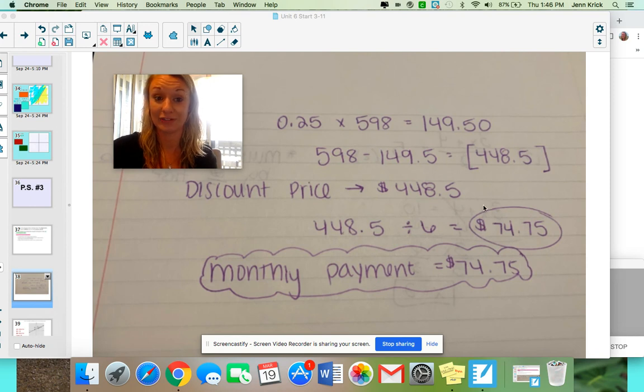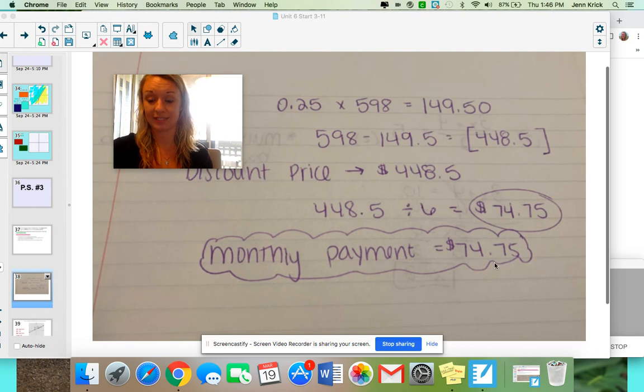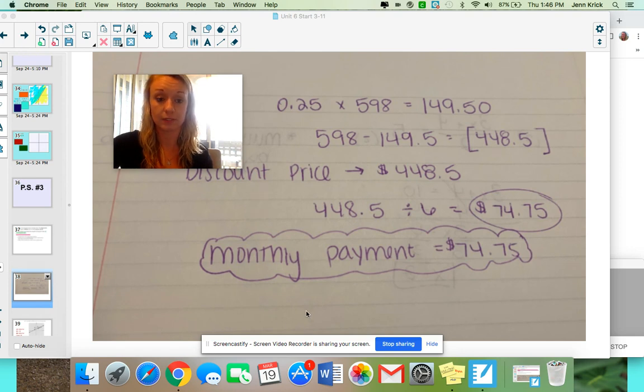Now that you know your discounted price is $448.50. That was my bad, I should have had a 0 here. We can divide that by 6, and we get our monthly payment is $74.75. Most of you guys used a really formal writing style, and I appreciated that. Some of you really need to consolidate your thoughts into a more formal paragraph or stream of sentences.